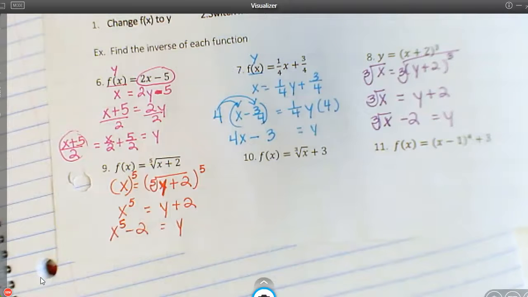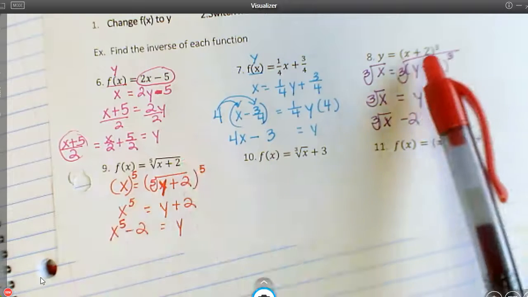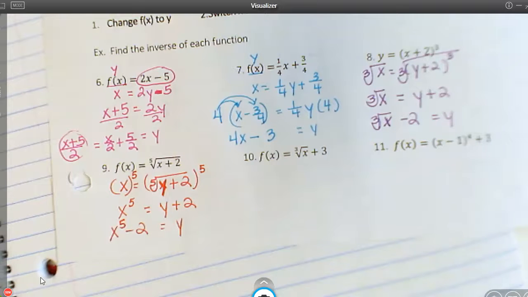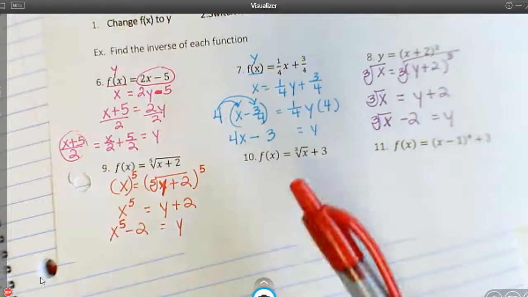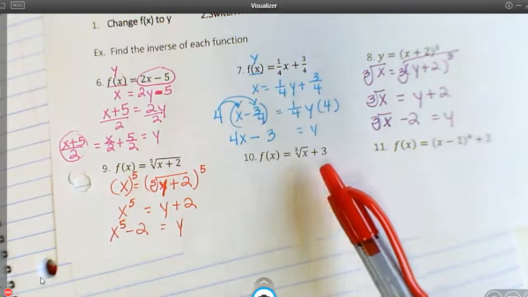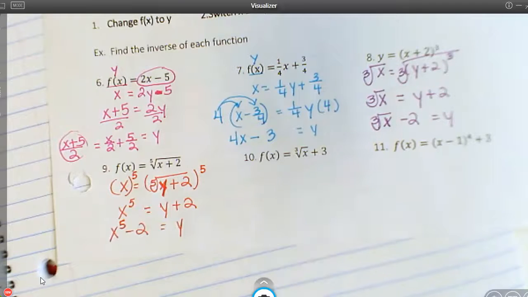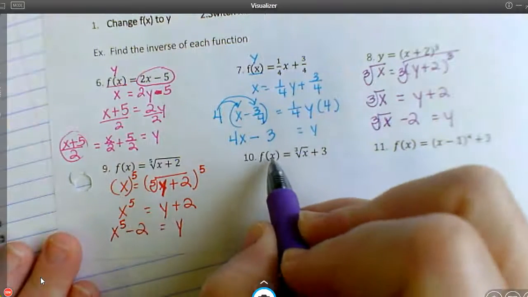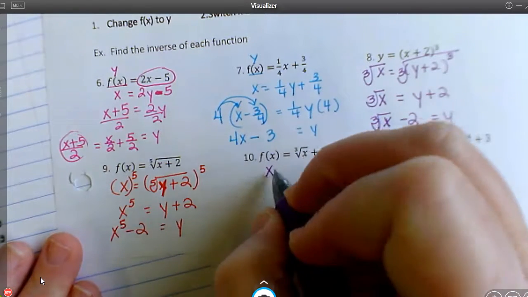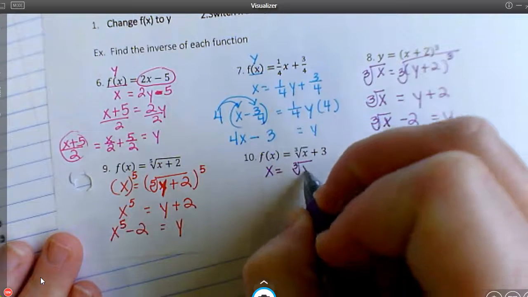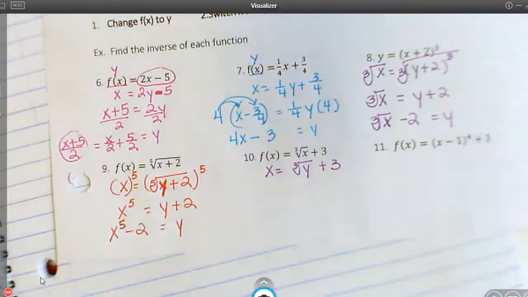The order that you do it in is important. Because the root and the power had it over the whole thing, I had to do the root first. On this problem, I'm not going to do the root or the power right away because that plus 3 is separate. So let's look at that. First of all, I know that f of x is y, so I'm going to switch that to x, switch the x to y, and I need to solve for y.